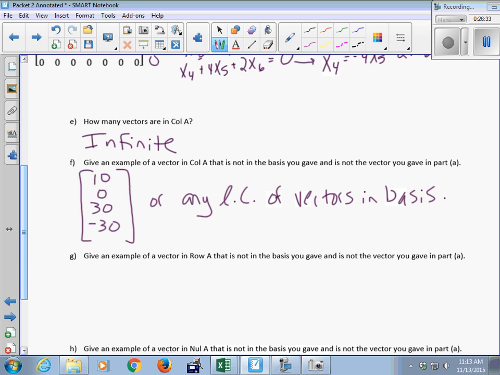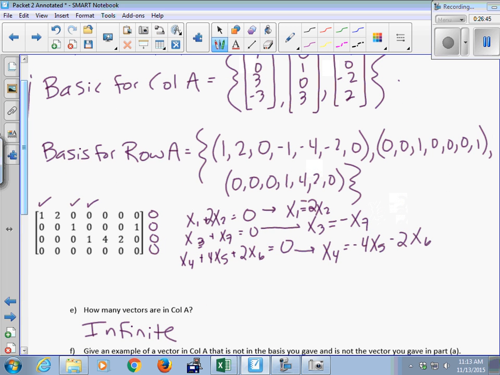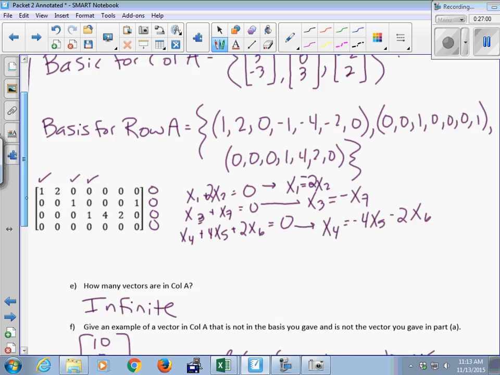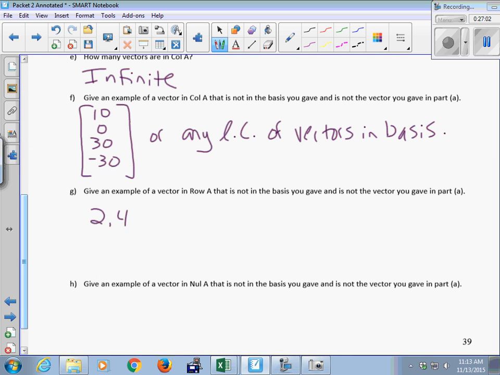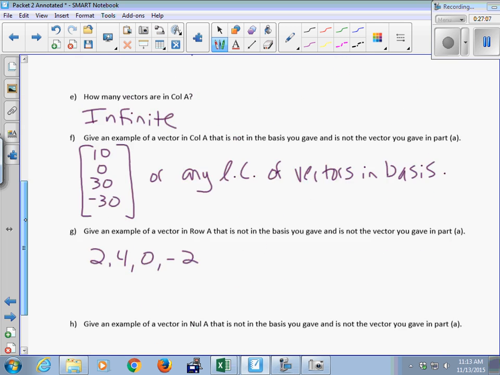All right, how about an example of a vector in the row space of A that's not in the basis and not the one you gave in the original question? Yeah, any linear combination of the vectors from the row space. So you just put a weight on the first one and zeros on the other two, and you get 2, 4, 0, negative 2, negative 8, negative 4, 0.